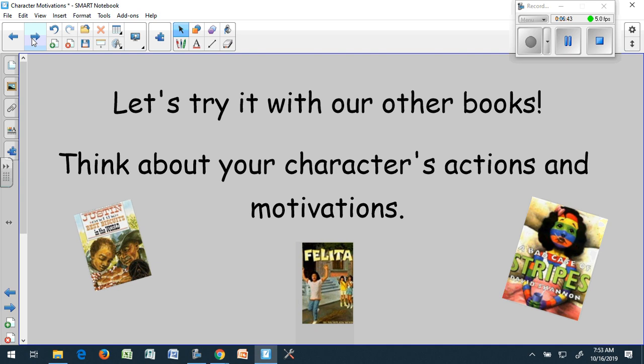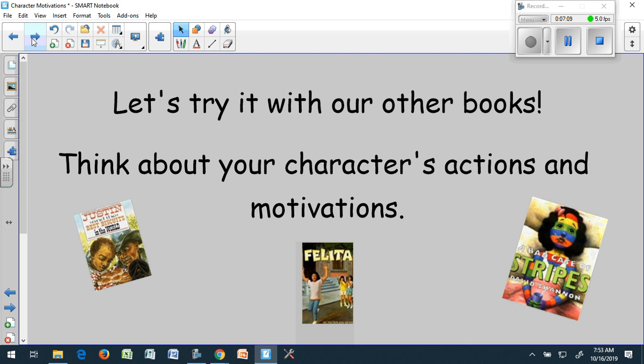So maybe choose two, and in your notebook, you're going to do the same kind of chart we did. We only listed three events, and I think that would be good for any of the books you do. Maybe try to find three events or actions that your character does. And then for each action, decide why are they doing that? What is their motivation? And see if you see some common patterns.